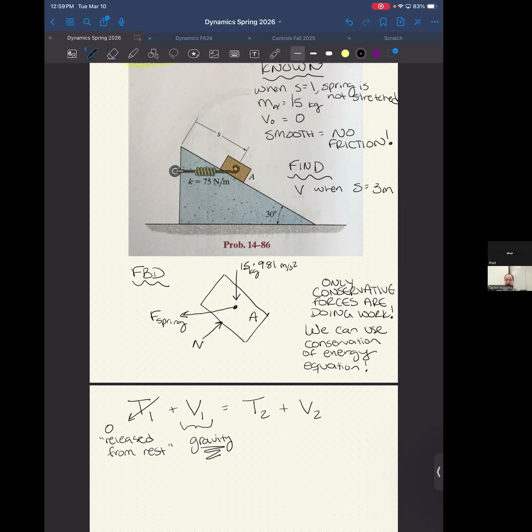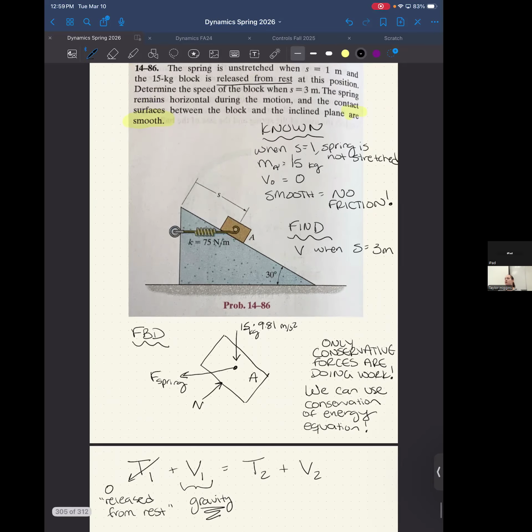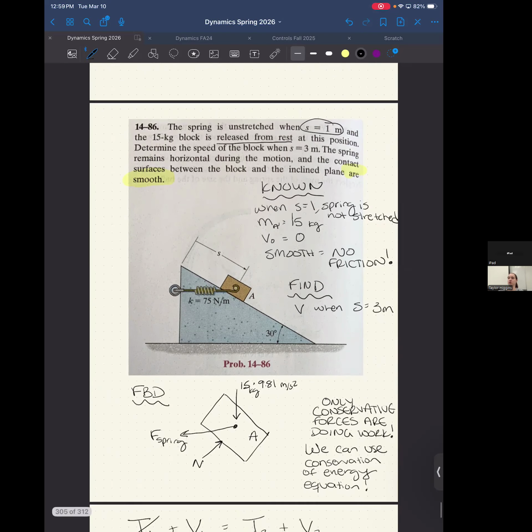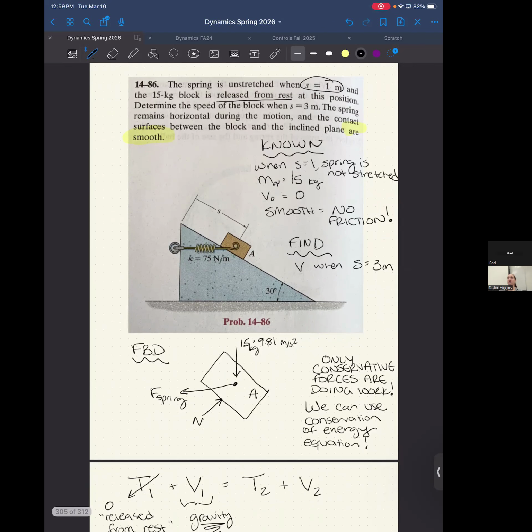Tell me about kinetic energy at point 2. Yep. Do we know that S is equal to 1? Okay, wait, no. We do. Yes. At S equals 1, the spring is unstretched. And we want to know what happens when S equals 3. As the block goes down, the spring does not rotate. It just goes straight down with the block.